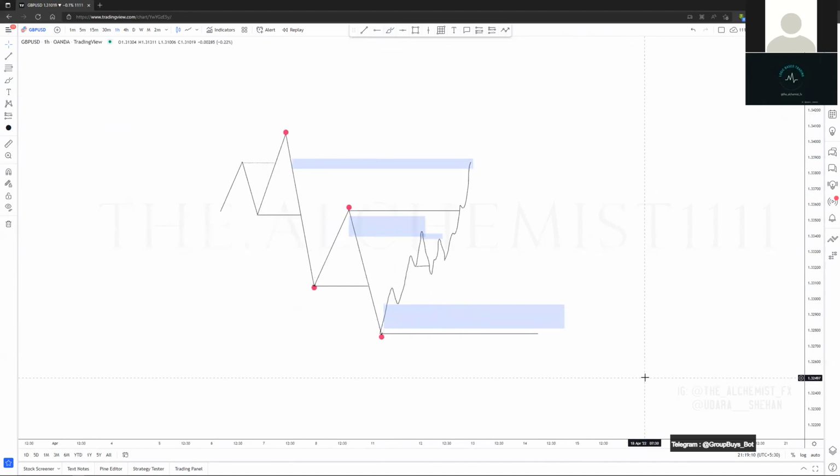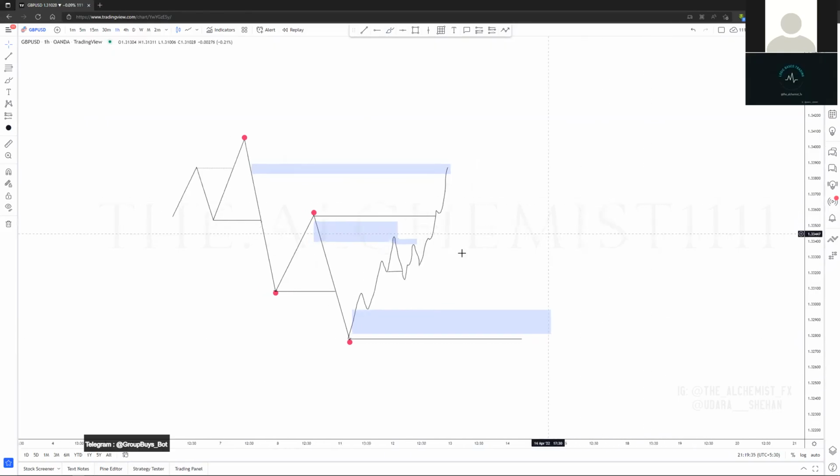But remember, market structure is the most important thing. Market structure will be the first one, then comes liquidity. So structure combined with liquidity, because market structure is the one that's going to give you the direction. If you understand the direction, your entries will be very, very easy, because that's the thing most of the people are struggling with.